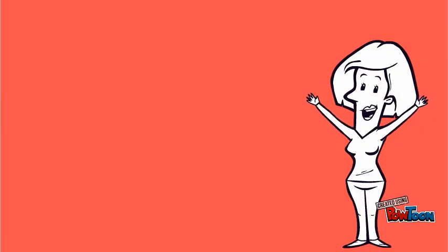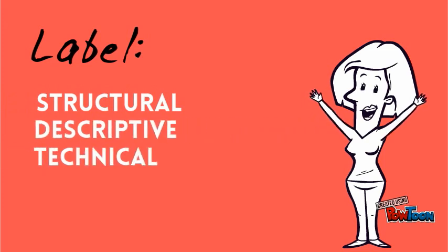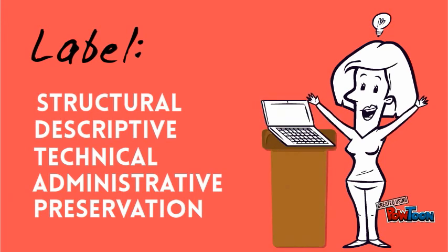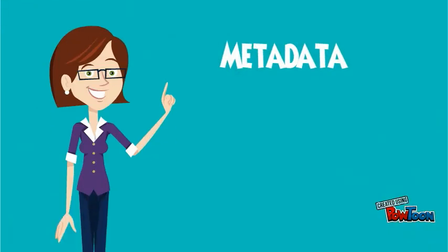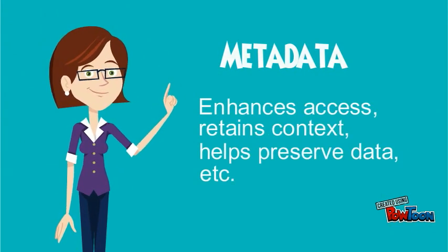As I've learned, metadata acts as a label that provides structural, descriptive, technical, administrative, and preservation information about an object. This, as we know, enables us to find and retrieve information without having to know exactly what we're looking for beforehand. Metadata thus enhances access, retains context, helps preserve data, and much more.